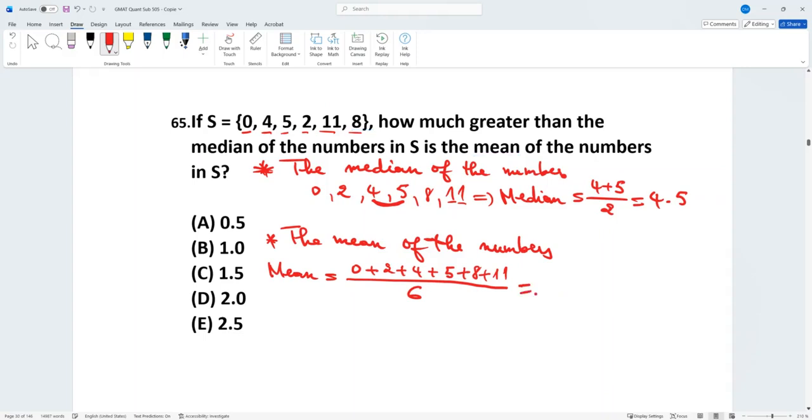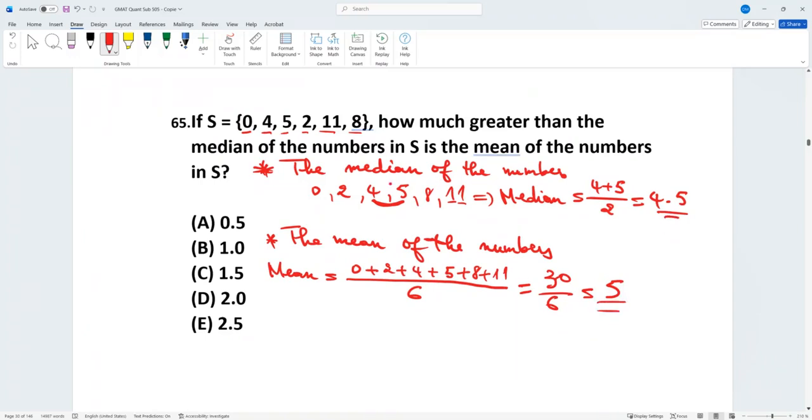And this is going to give us 30 over 6, because 0 plus 2 is 2, 2 plus 4 is 6, 6 plus 5 is 11, 11 plus 8 is 19, 19 plus 11 is 30. And then the mean is going to be equal to 5. So now we have the median, we have the mean.